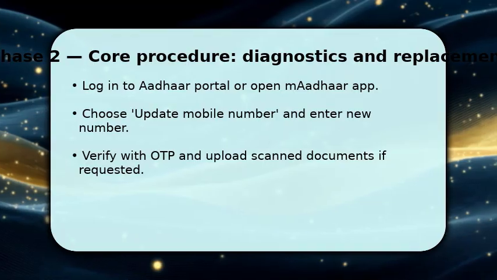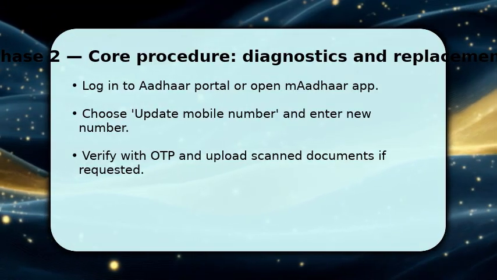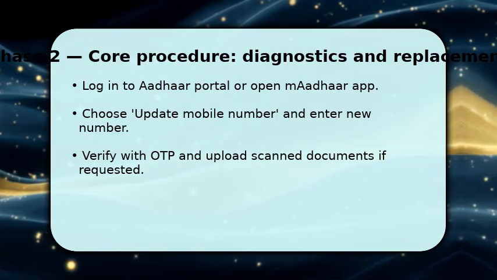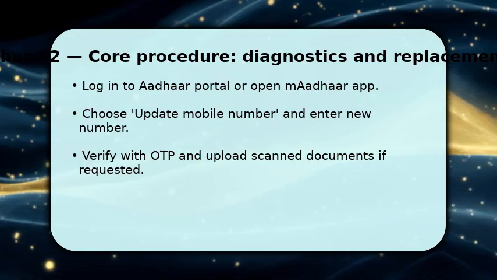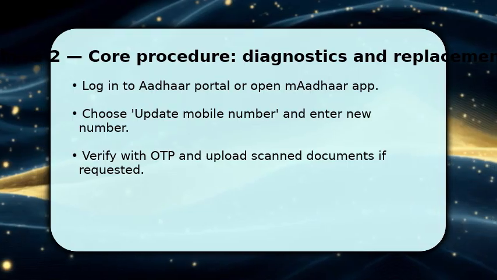You now perform the update. Log in with your Aadhaar number on the UID portal or open the Aadhaar app. Make sure you use the device with the current registered number if available. Select Update Mobile or Update Demographic, then enter the new phone number carefully and request OTP.